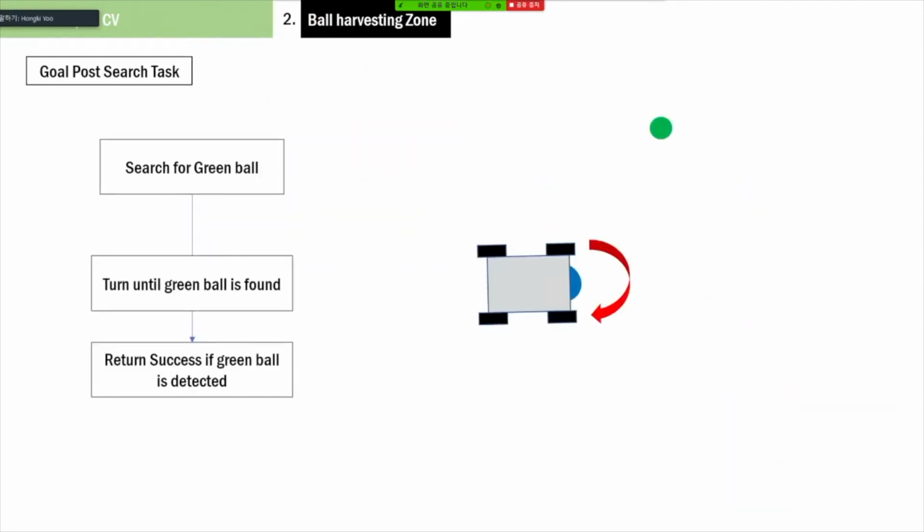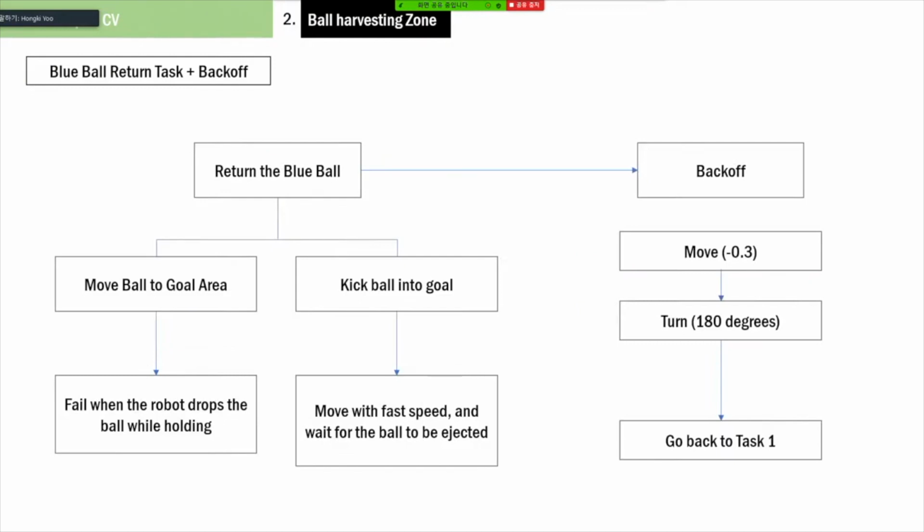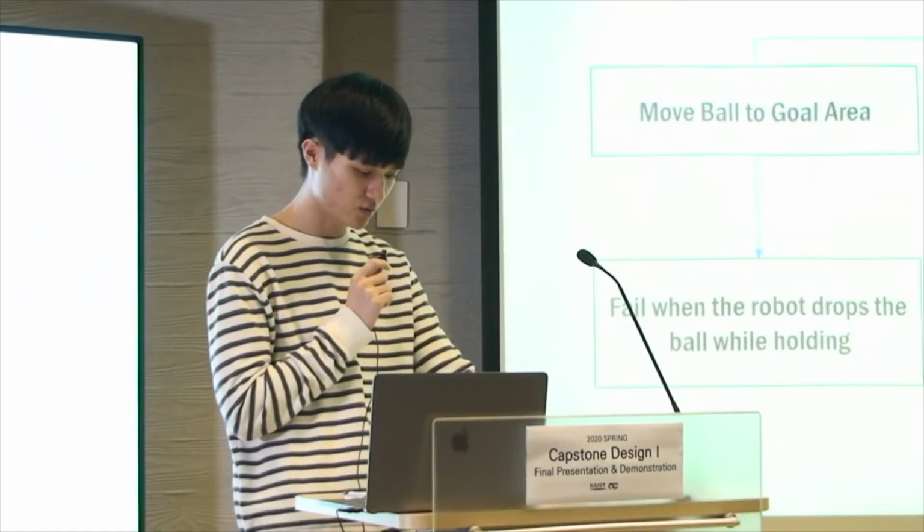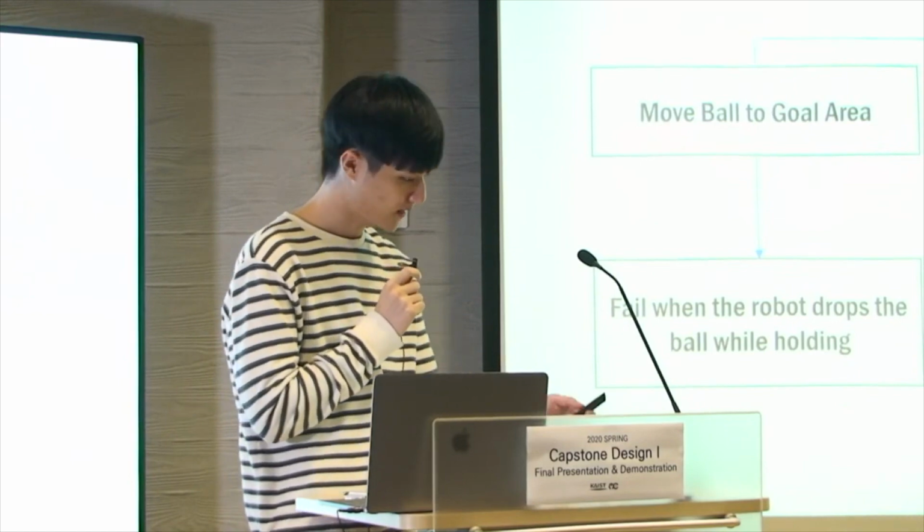Task 3 is searching for the green ball while holding the blue ball. Simply, the robot will turn around until a green ball is found. The last task is the blue ball return task and back off, which is moving the ball to the goal area's core and turning around to look for another ball. Because of friction between the ball and the robot, sometimes the ball doesn't fall out. So we tried to fix this by publishing a high velocity and stopping in front of the goal area. After the robot scored, it goes back and turns around to look for another ball.